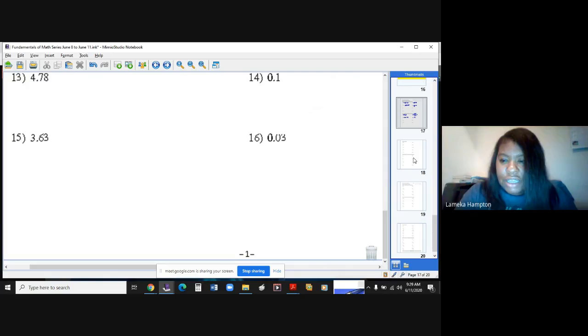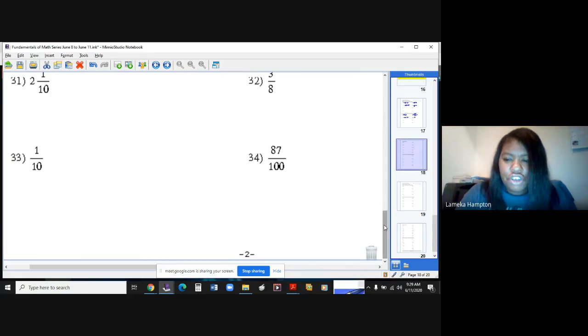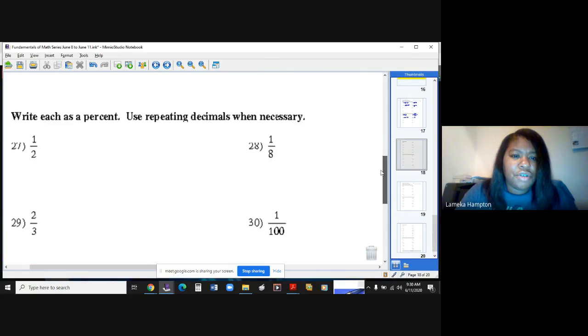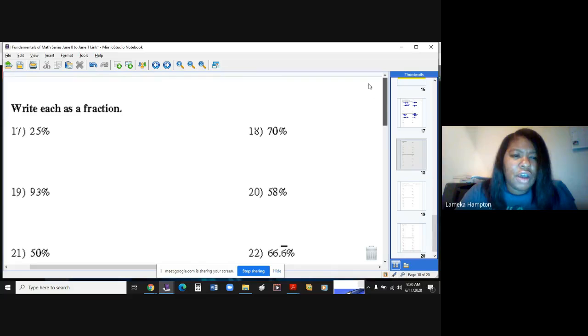Okay, so that's the end of that particular page. All right, and now we're going to scroll up. So now what we have, and again, I'm only going to be focusing on 17, 18, 19, and 20.